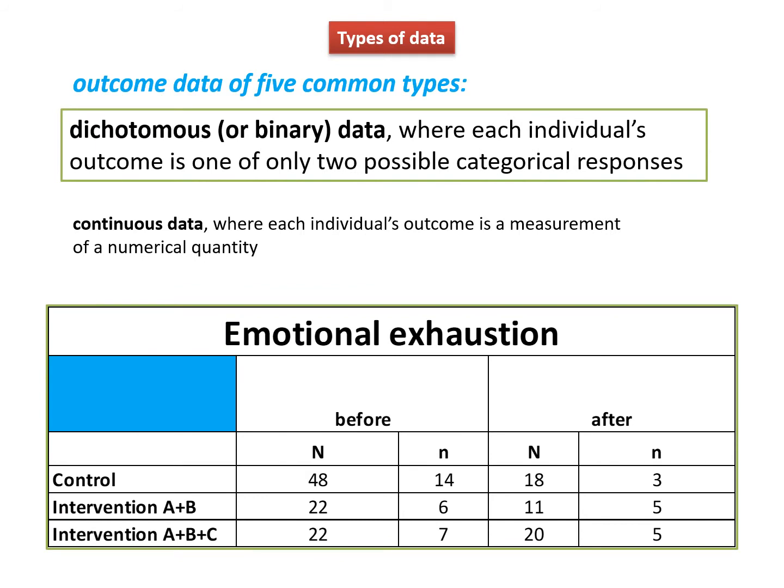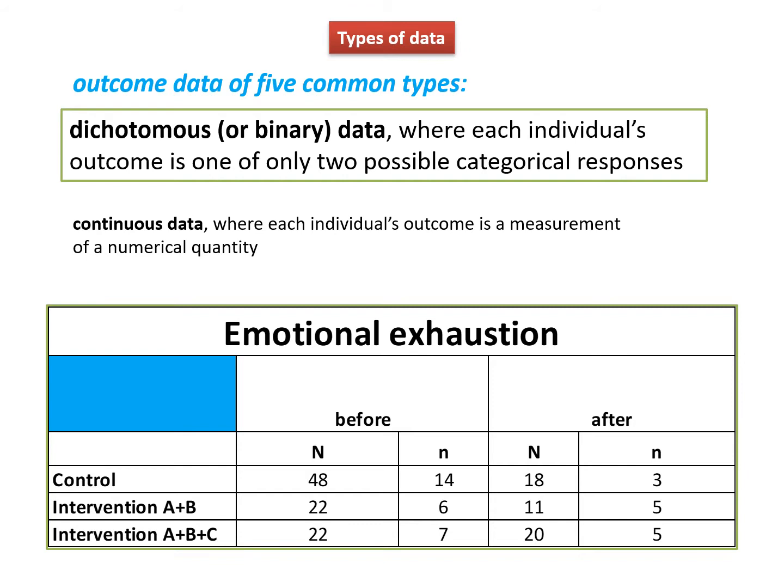Dichotomous or binary data, where each individual's outcome is one of only 2 possible categorical responses. Let's see the following example. We are analysing emotional exhaustion in medical trainees, having a control group, a group that interventions A and B have been applied, and a third group where interventions A, B, and C have been applied.